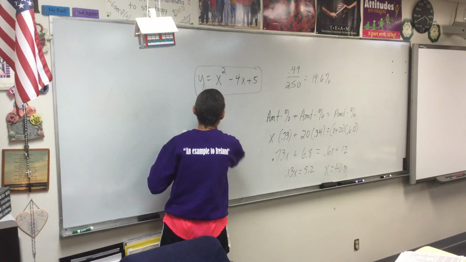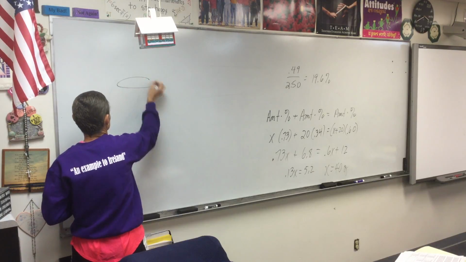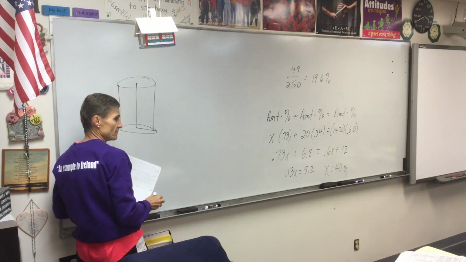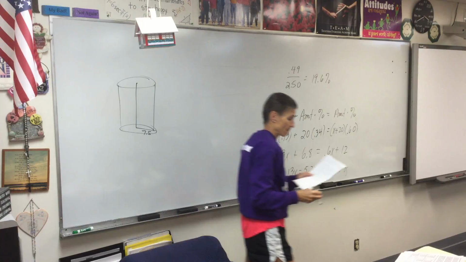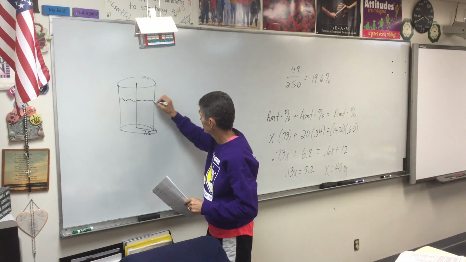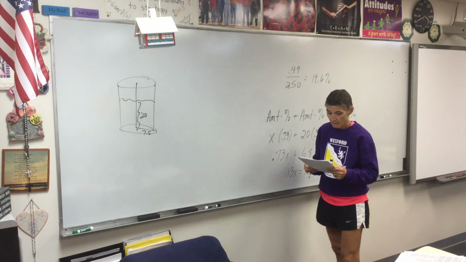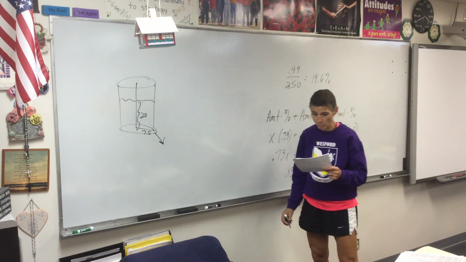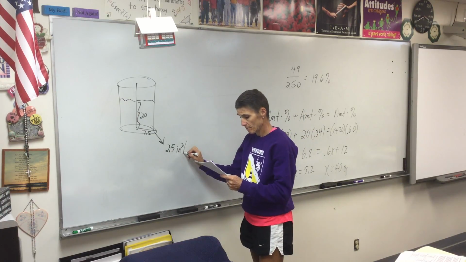It has a 15-inch diameter. So I'll draw a little picture here of my cylinder. Here's my cylindrical tank. And it has a 15-inch diameter, which means its radius is 7.5. The water in the tank is 20 inches deep. So this is 20. Okay, then we're going to start losing some. We're going to open the drain, and out is going to come the water at a rate of 2.5 cubic inches per minute.